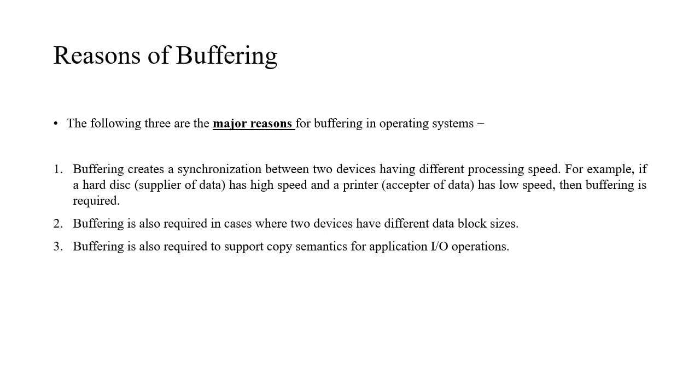Buffering is also required in cases where two devices have different data block sizes. Similarly, if one device has more data and the other has less data, in this case we also use buffering. And buffering is also required to support copy semantics for application input-output operations. It's mainly required in input-output operations. These are some reasons why we want buffering.